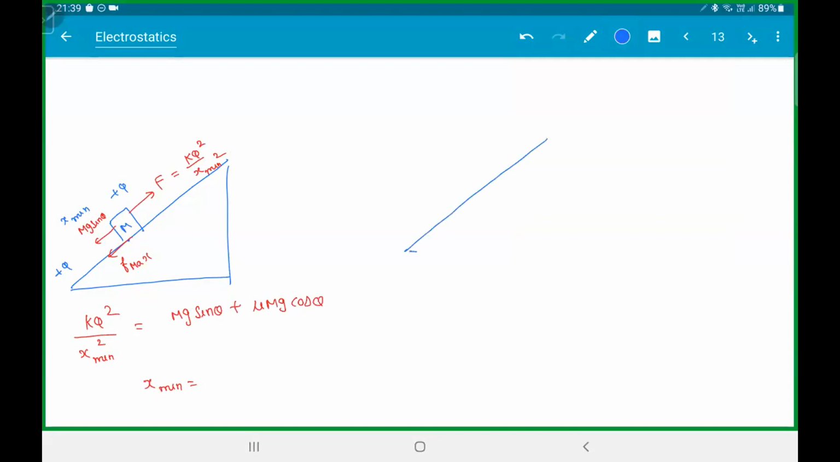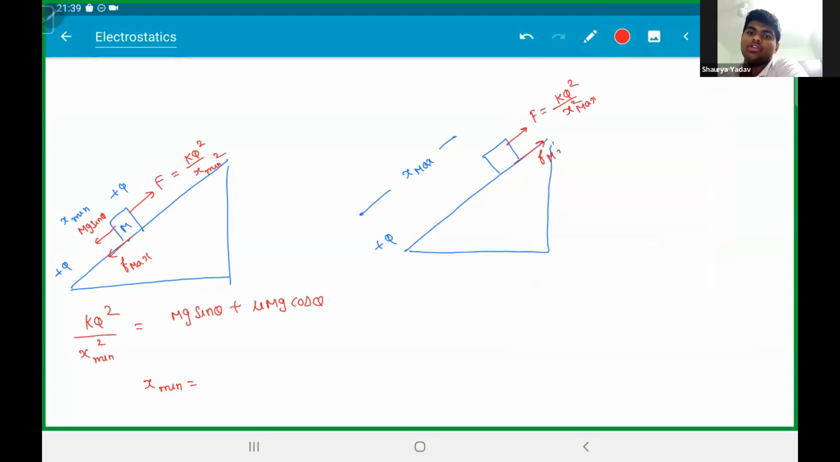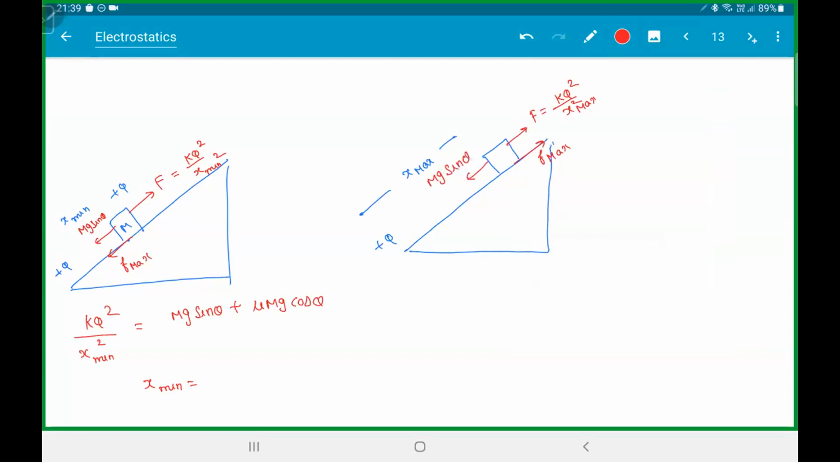Second case, let's say you kept the block so far. Now what will happen? The repulsion is weak. k q square by x max square. How will the friction be now? Upward. Yes. And mg sin theta. Because the block is trying to slide downward now. So in this case, it will be k q square by x max square will be mg sin theta minus mu mg cos theta. This will give you x max.